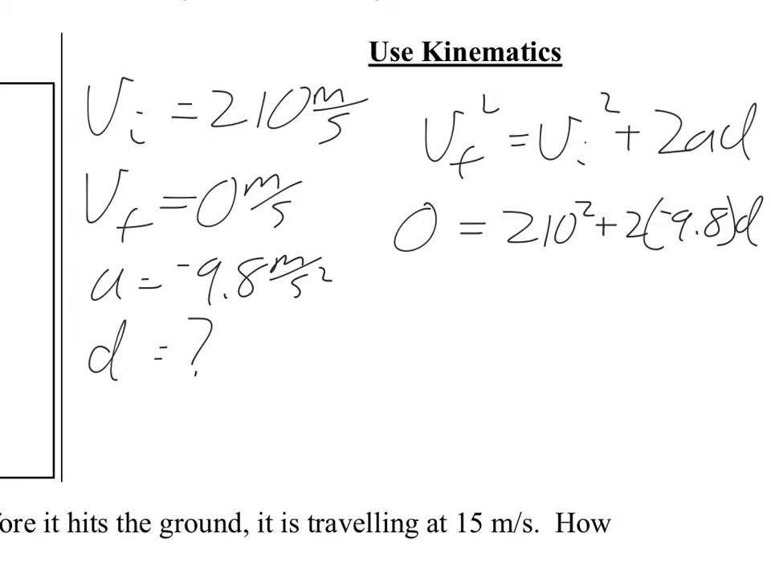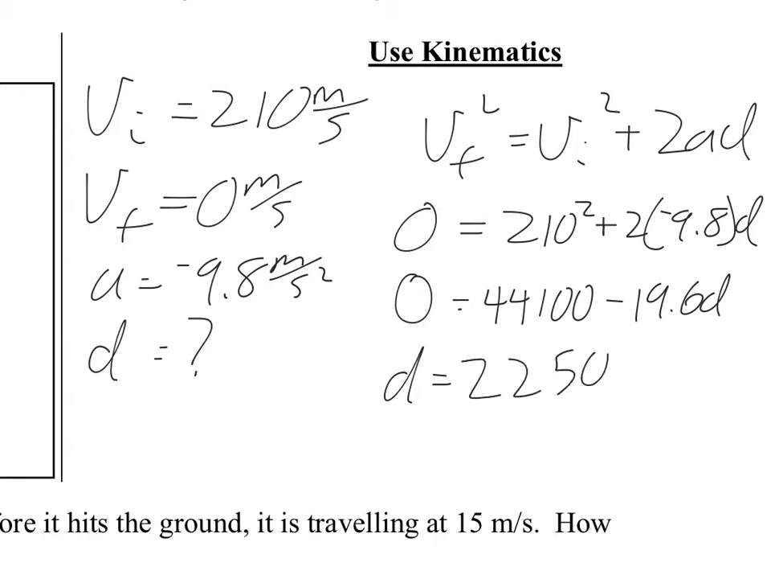So 210 squared is equal to 44,100 minus 19.6 d. Solving for d, we get a distance or a height of 2,250 meters.